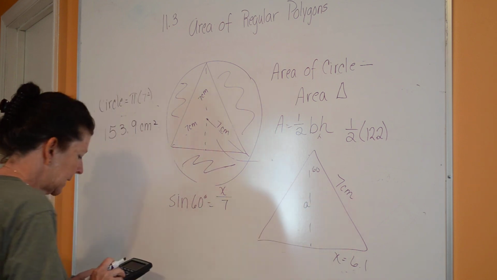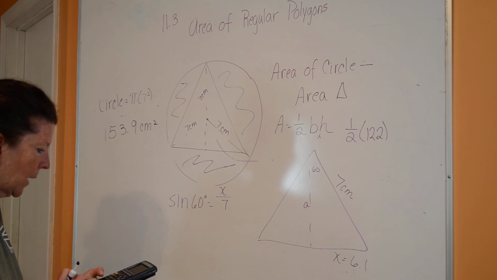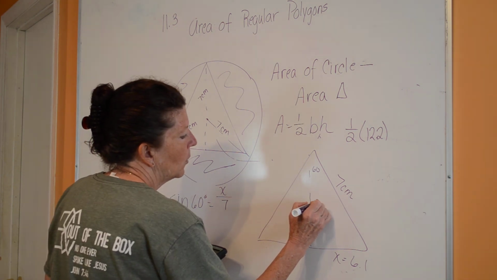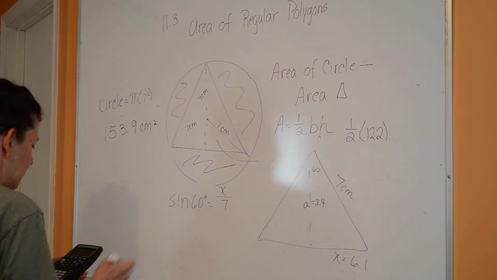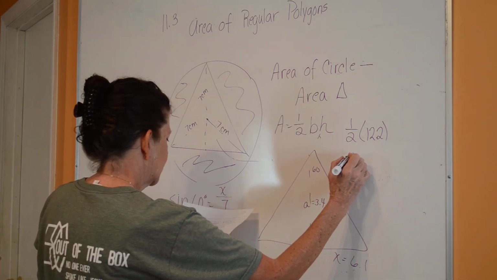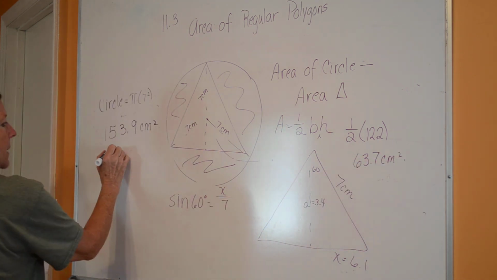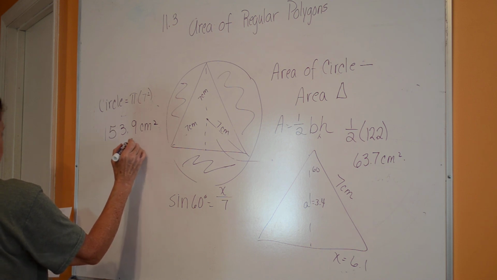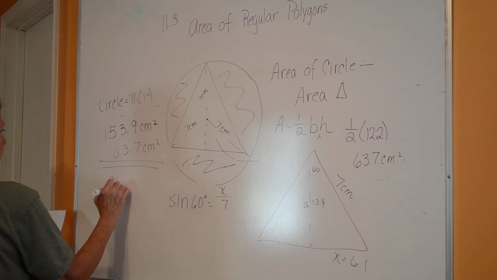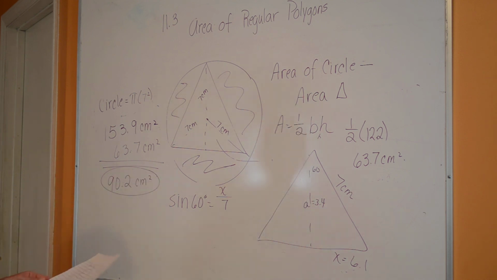The height I can get by doing the Pythagorean theorem. So I have 49 minus 6.1 squared, and then I'm going to take the square root of that, which is going to be approximately 3.4. When I multiply that whole thing together, and again, it depends on where you round it, it's approximately 63.7 centimeters squared that I'm going to subtract from my area of the circle to get an area of the shaded region of 90.2 centimeters squared.